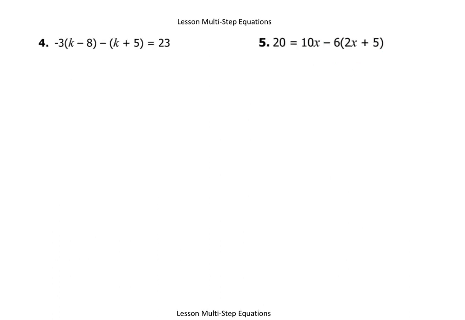Okay, on number 4, we have negative 3 times k minus 8. Then we're subtracting k plus 5 in parentheses equals 23. So I have two sets of parentheses showing me that we have two sets of multiplication that need to happen first. So we just work this problem from left to right. We're going to do negative 3 times k and negative 3 times negative 8. And then we stop multiplying the negative 3 because we have that closing parentheses. So we're going to get negative 3k, and then negative 3 times negative 8 becomes a positive 24. So we're putting plus 24 here.